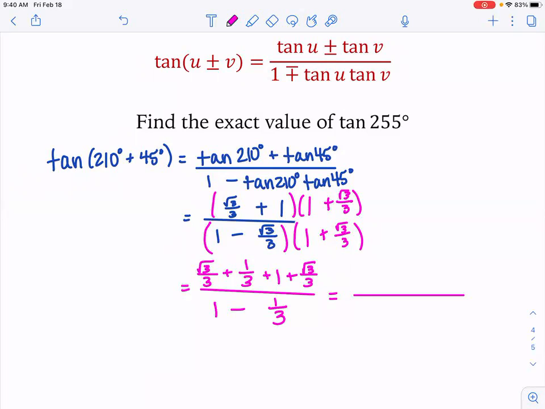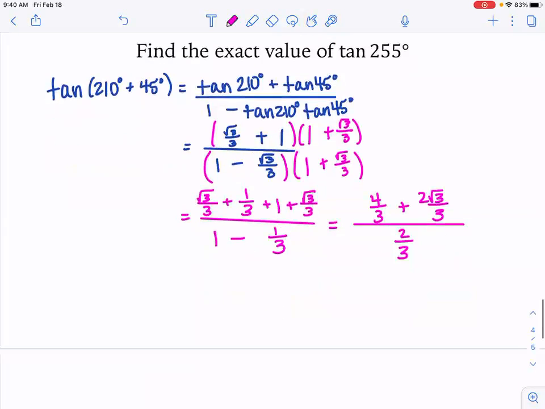All right, now let's talk about the denominator first because it's easier. What's 1 minus 1/3? Okay. And then up here we have, what is 1/3 plus 1? 4/3 plus, we have 2 radical 3 over 3s. So we can combine those together. Oh, we are so close. Okay. Now, we have fractions in a fraction, and that is not okay. So we need to simplify.